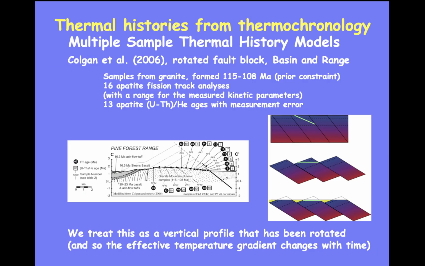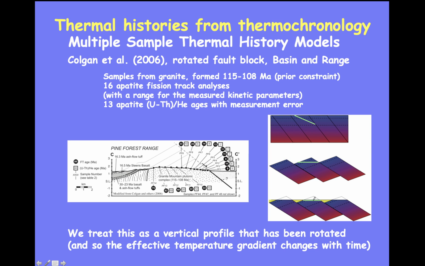Another example of something that is not obvious but can be dealt with in QTQt is here. It's effectively a horizontal profile. This is some data from a paper by Joe Colgan from the USGS in the Basin Range, where he collected a series of samples across a granite that were from a tilted fault block. So these samples are all more or less at the same elevation, but we can see the idea.